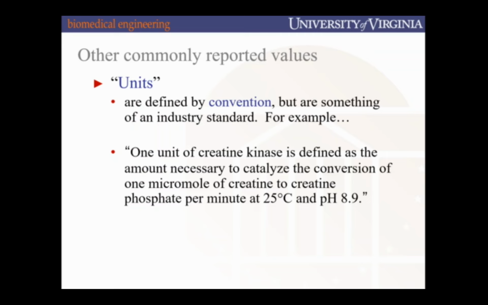I'm showing here the definition for a unit of creatine kinase activity. This comes from the company Sigma, which sells it in purified form. This is a kinase, one of the types of enzymes I talked about earlier in the lecture. And as you can see, one unit of activity is defined as the amount of enzyme necessary to catalyze the conversion of 1 micromole of creatine to creatine phosphate per minute at 25 degrees Celsius at pH 8.9. So if you buy this from Sigma at 10 units per mL, you won't know exactly how much creatine kinase protein you're getting, but you will know exactly how much you need to add to a reaction in order to see the desired result.